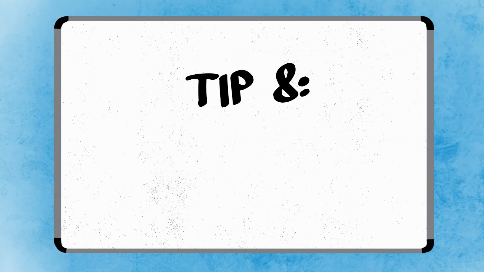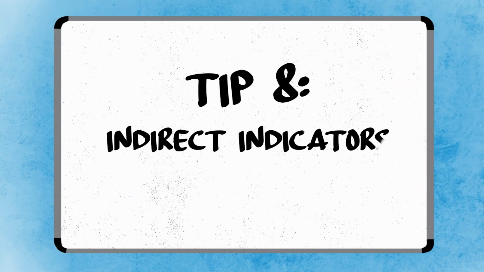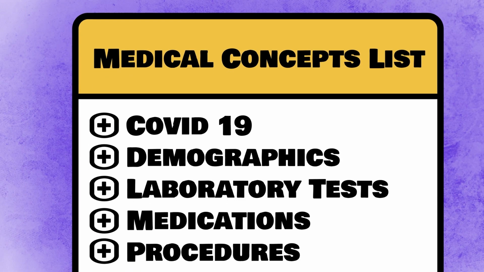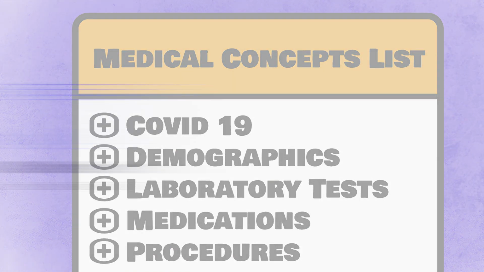Tip 8. Indirect indicators of disease severity can be revealing. An organized list of direct and indirect markers of COVID severity can be found under ENACT COVID-19 course of illness.